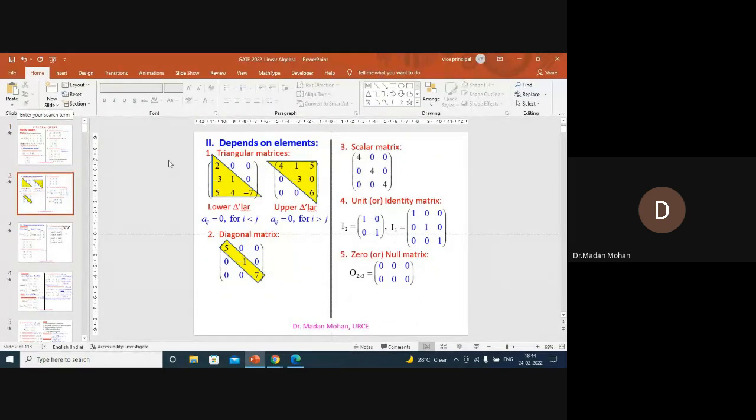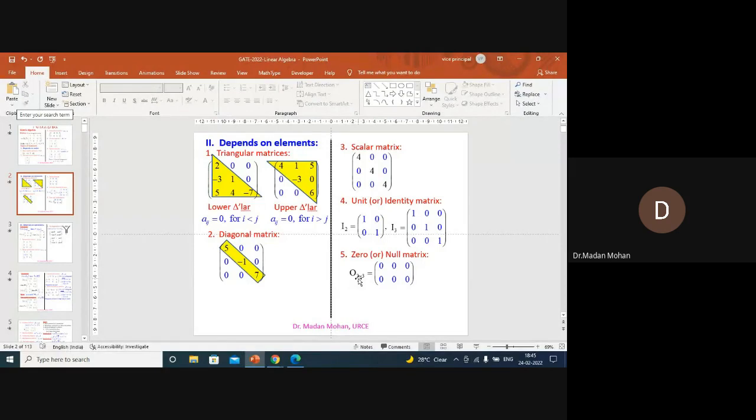Next, depending on elements, we classify the matrices. This is a triangular matrix, in particular lower triangular matrix. This is upper triangular matrix. Any one of these we call triangular matrix. Now this is a diagonal matrix. It is both lower and upper triangular matrix. If the diagonal elements remain the same, we call it a scalar matrix. If this scalar is 1, we call it unit matrix. If this 1 also becomes 0, we call it zero matrix.